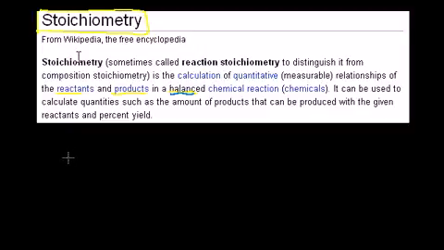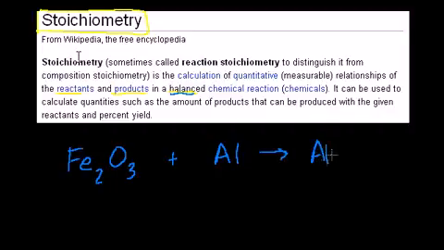And just so we get practice balancing equations, I'm always going to start with an unbalanced equation. So let's say we have iron 3 oxide. That's 2 iron atoms with 3 oxygen atoms, Fe2O3, plus aluminum, Al, and it yields Al2O3 plus iron. So remember, when we're doing stoichiometry, first of all, we want to work with balanced equations.